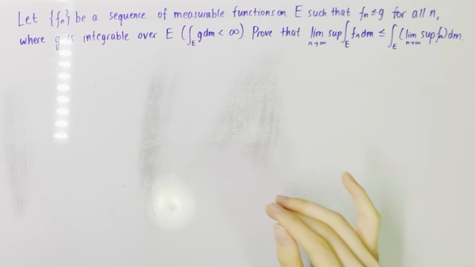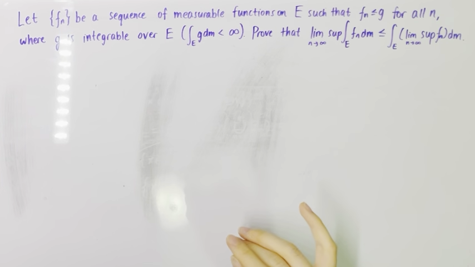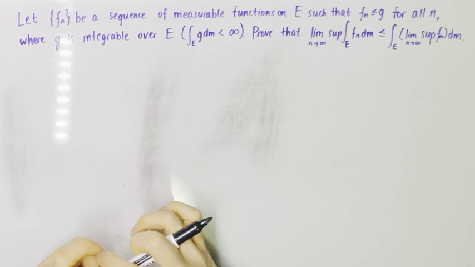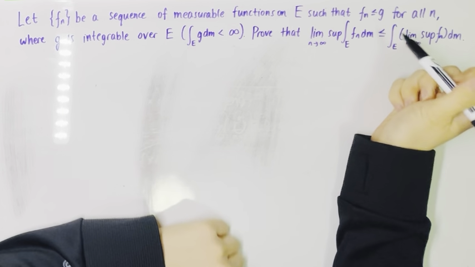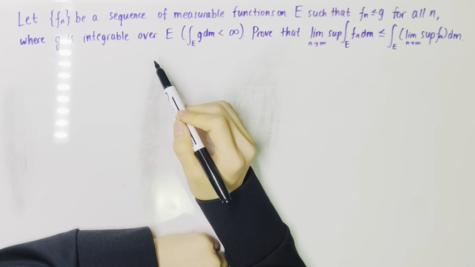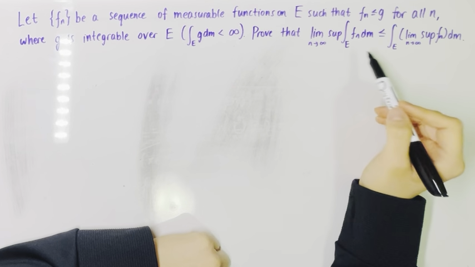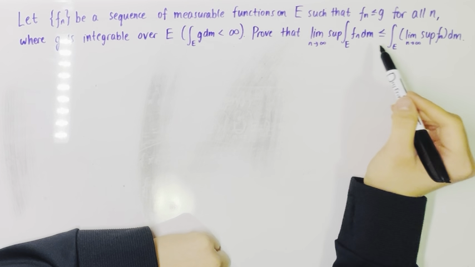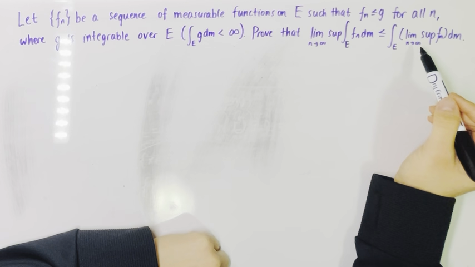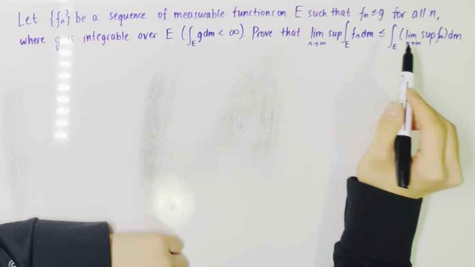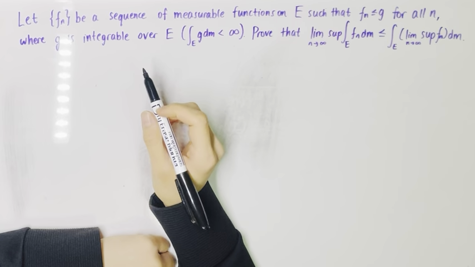All right, so let's do this lim sup lim inf problem. Let f sub n be a sequence of measurable functions on E such that f sub n is smaller than or equal to g for all n, where g is integrable over E. Prove that the limit superior of the integral is less than or equal to the integral of the lim sup. So we can see that here we can use Fatou's theorem, right?